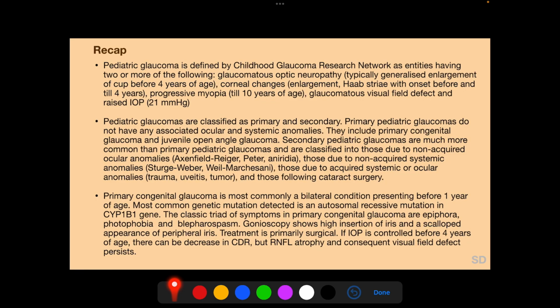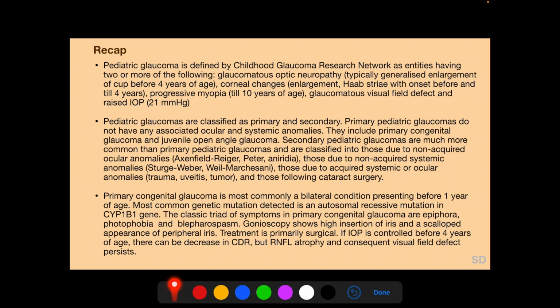To recap the salient points, pediatric glaucoma is defined by the Childhood Glaucoma Research Network as clinical conditions having two or more of the following: glaucomatous optic neuropathy, which is typically a generalized enlargement of the cup when the onset of IOP elevation is before 4 years of age; corneal changes such as corneal enlargement and Haab's striae when the onset of IOP elevation is before 4 years of age; progressive myopia till 10 years of age; glaucomatous visual field defect; and raised intraocular pressure over and above 21 millimeters of mercury.